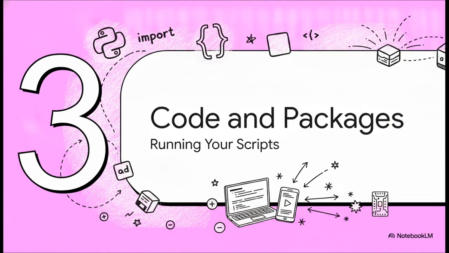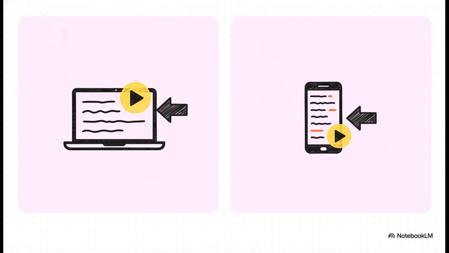All right, Section 3, Code and Packages, Running Your Scripts. Okay, running your first script is always super exciting, and both tools make it as simple as just finding a green play button. In VS Code, you'll see a green play arrow sitting right at the top right of your editor for a quick run. Or, you can just press F5 on your keyboard. On Pydroid 3, that green play button is waiting for you at the bottom right of your screen. You literally just tap it, and your output pops right up at the bottom, exactly like a terminal.